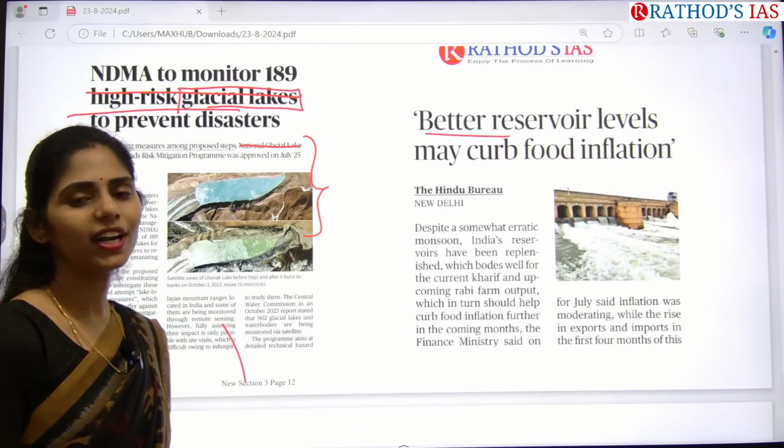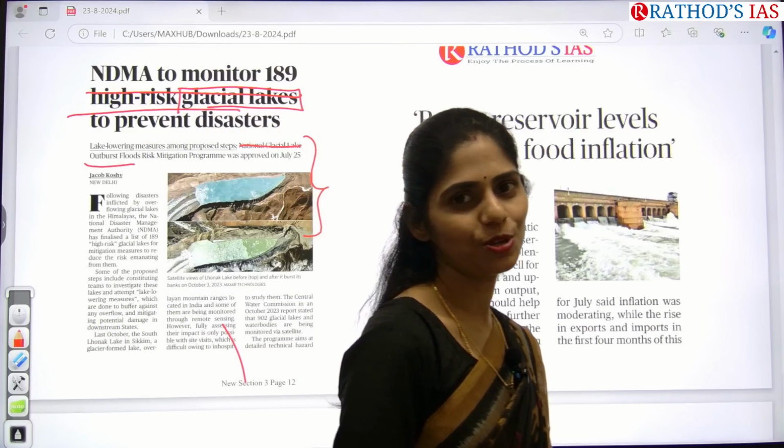Yeah, so these are the important articles that appeared in today's Hindu newspaper. So by this I'm concluding.